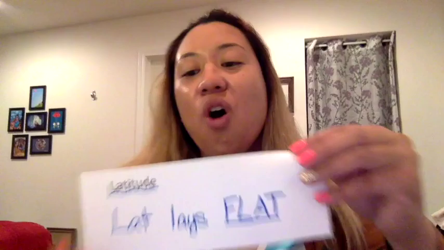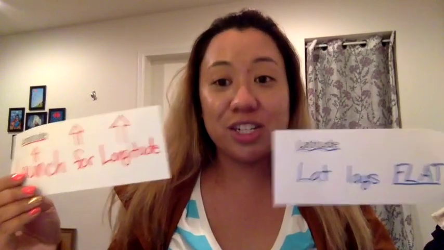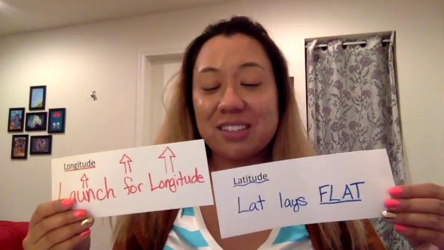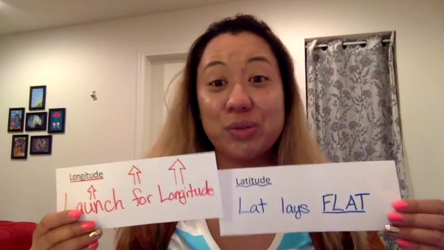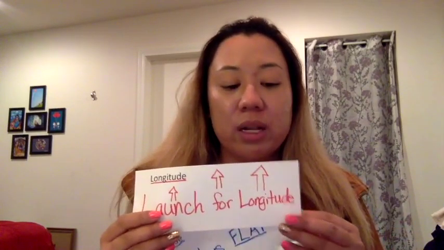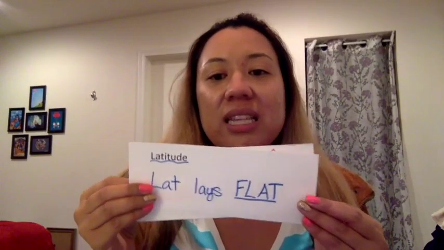They are horizontal lines. Latitudes are horizontal lines that are imaginary that go through the earth. So latitude and longitude are two sets of lines that are imaginary that go through the earth. Longitude, right, we want to launch up for longitude, and then we want to remember that lat lays flat. So we launch for longitude, and then we have lat lays flat. Awesome, good job.